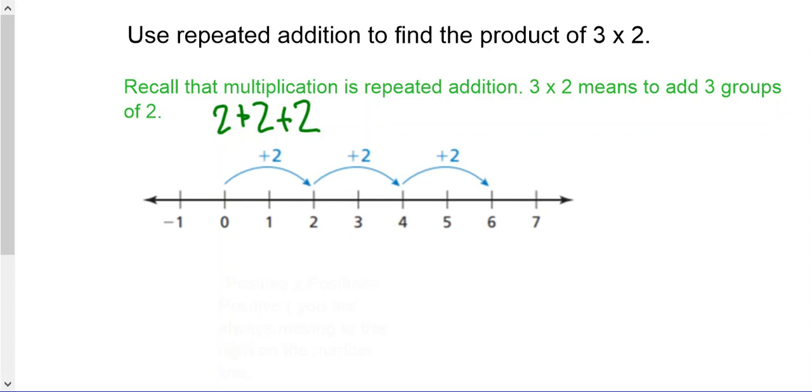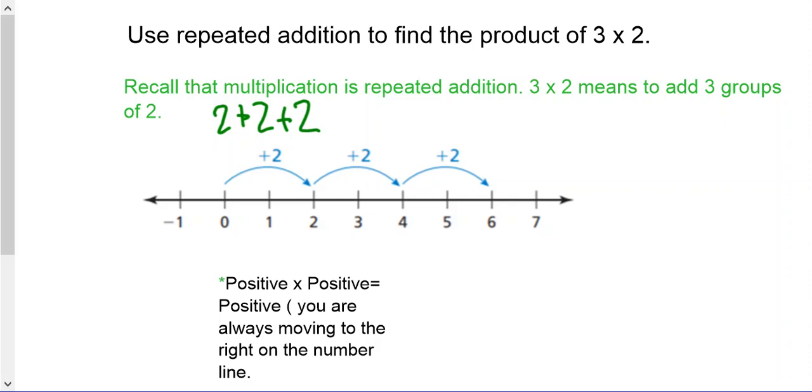Alright, so when we're multiplying 3 times 2, we're working with two positive integers. That means our product, our answer, is always going to be positive because we are moving to the right side of the number line. So positive times positive equals a positive. You are always moving to the right on the number line. Okay, so go ahead and pause now. Write these notes down in your math notebook. So positive times positive will always give you a positive product.